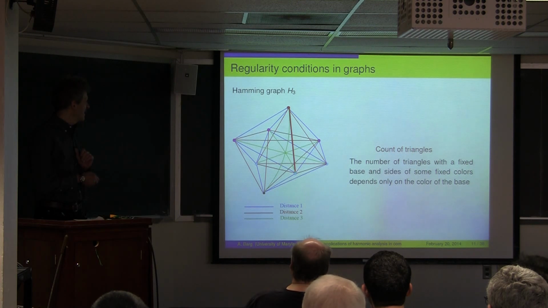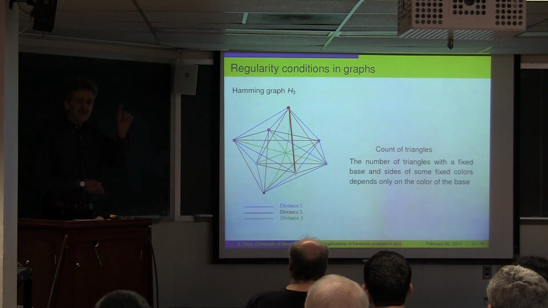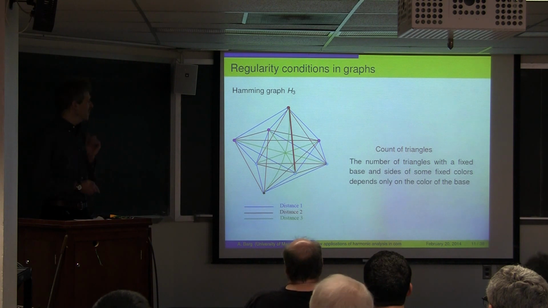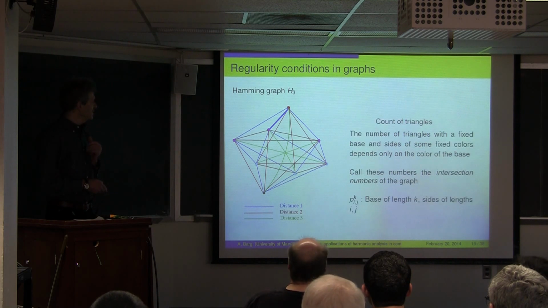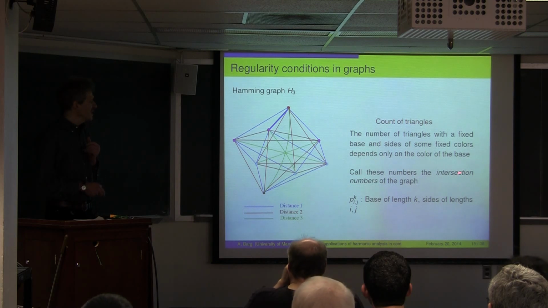Oh yes, this one. And so the count of triangles with sides of particular color depends only on the color of the base. It does not depend on the specific choice of the base. Right? So this high regularity of triangles is a very powerful property really. All right, so the count of triangles is given by the color of the base, and so we call those numbers the intersection numbers of the graph.